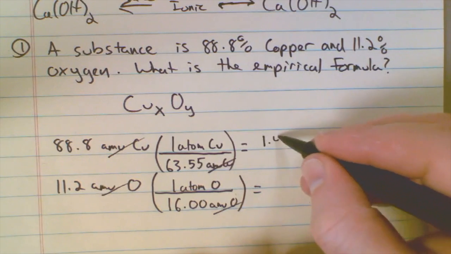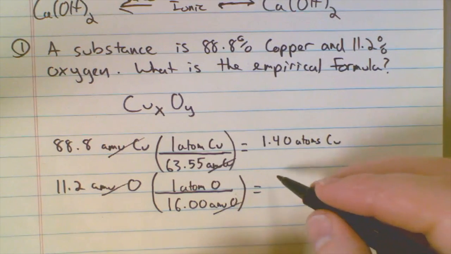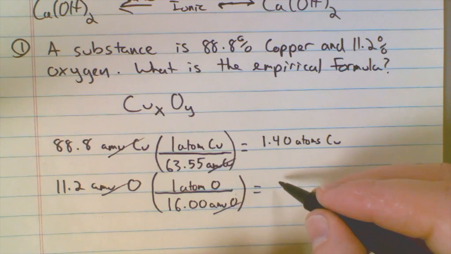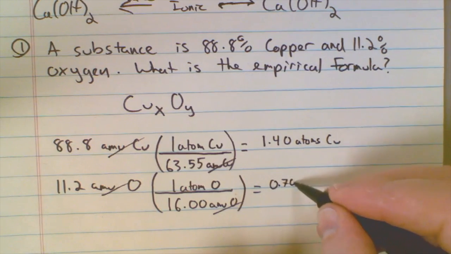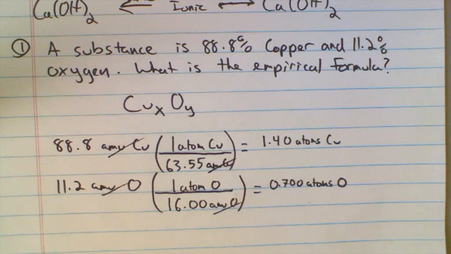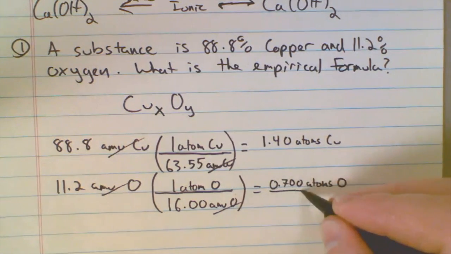We get 1.40 atoms copper. And how many atoms of oxygen? 11.2 divided by 16. Yeah, 0.700. Now, we don't have whole numbers here. We want to figure out atoms of copper compared to atoms of oxygen. We don't have whole numbers. So what you should do then is take the smaller one and divide it by itself so you can get at least one of them to 1.